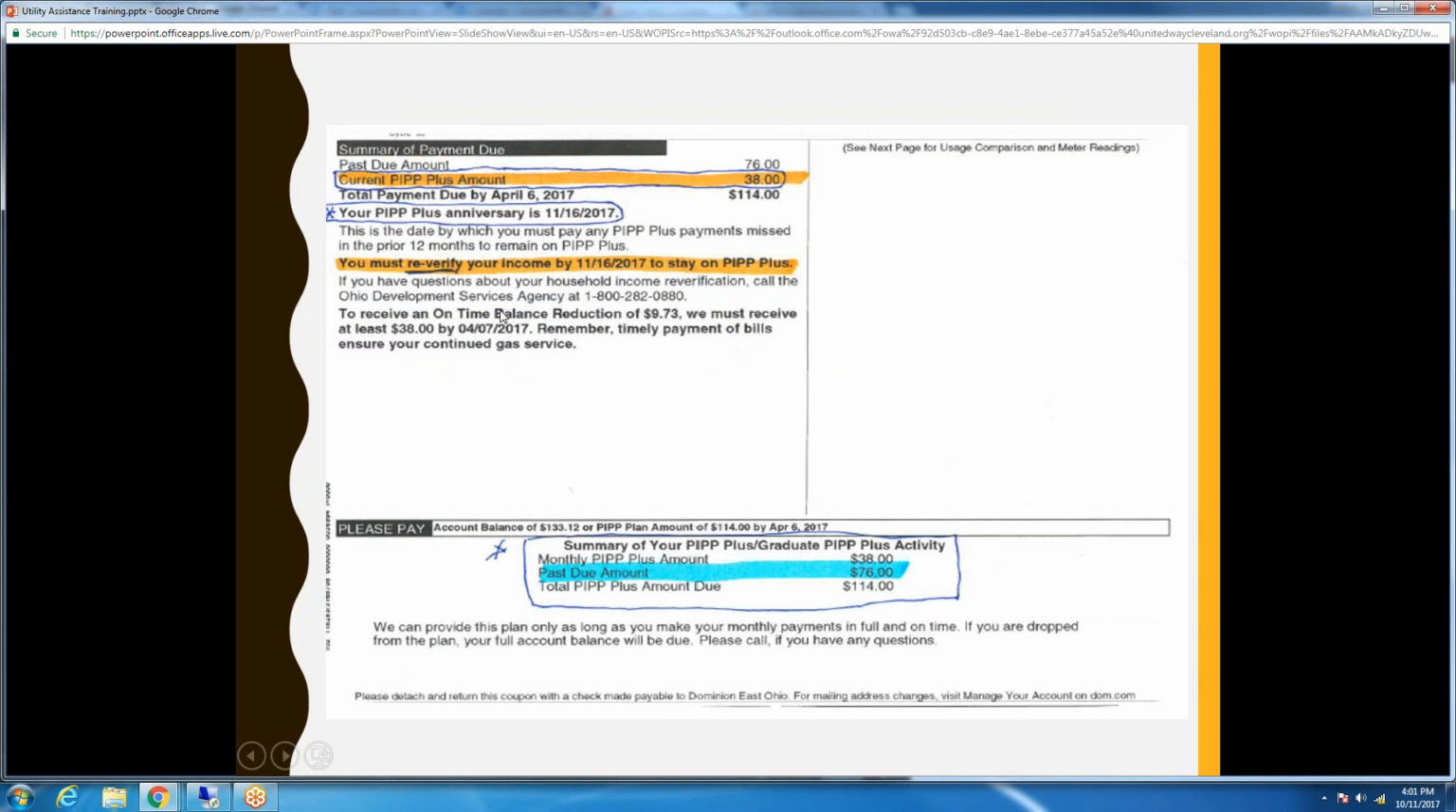Now this one shows what happens when a customer misses a PIP payment and what shows up on the bill. In orange, you see the current amount. Once again, it shows the anniversary date, and when you have to re-verify. Now their past due amount on here is $76, which, to stay on this program, would have to be paid by 11/16/2017. The whole amount must be paid to be able to stay on the program.